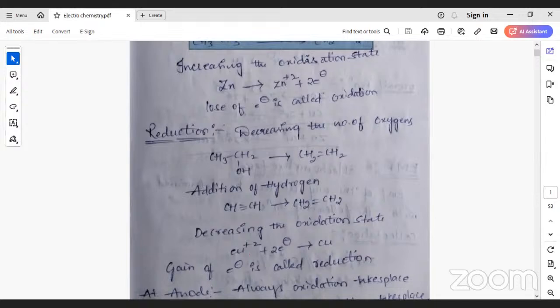Yeah. So this is the Nernst equation, right? The derivation of the Nernst equation we'll see.